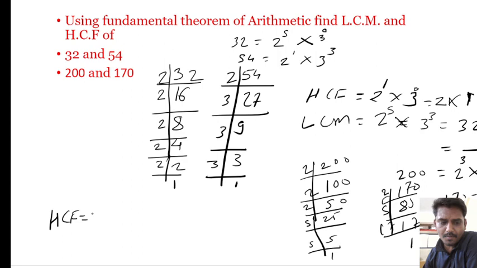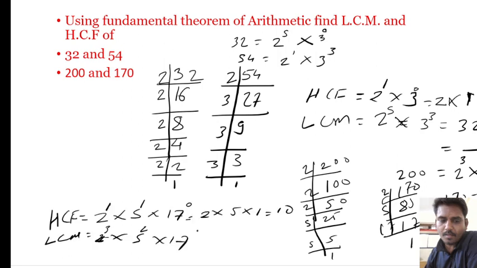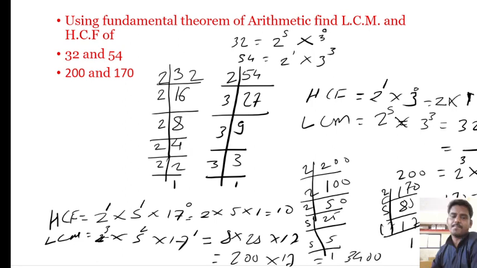In the same way, LCM is the product of maximum powers of all factors, that is 2 into 5 into 17. The maximum powers that occur are 2 cube, 5 square and 17 to the power 1. Now we know 2 cube is 8, 5 square is 25 into 17. 8 into 25 is 200, into 17, and the answer will be 3400. So in this way we can factorize and find out HCF and LCM of the two numbers.